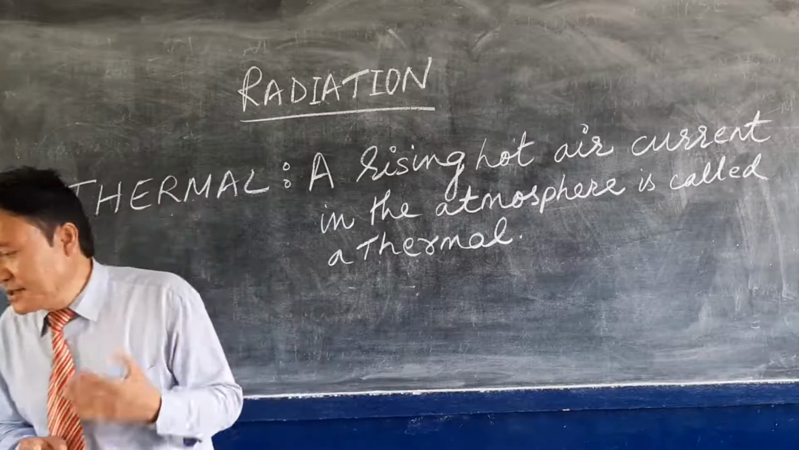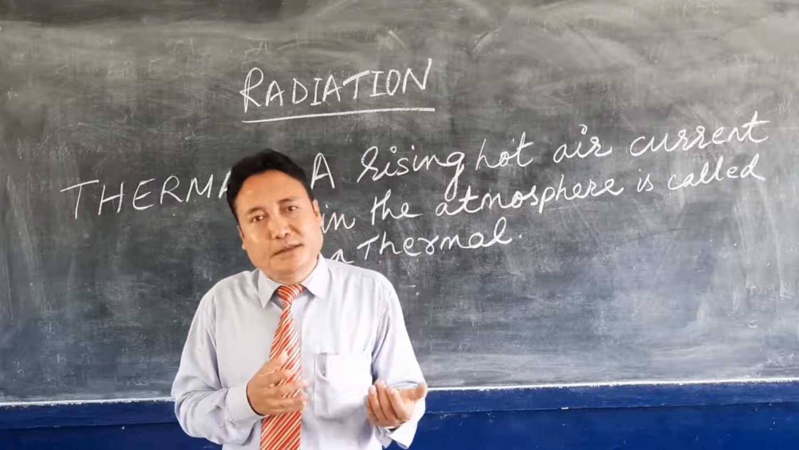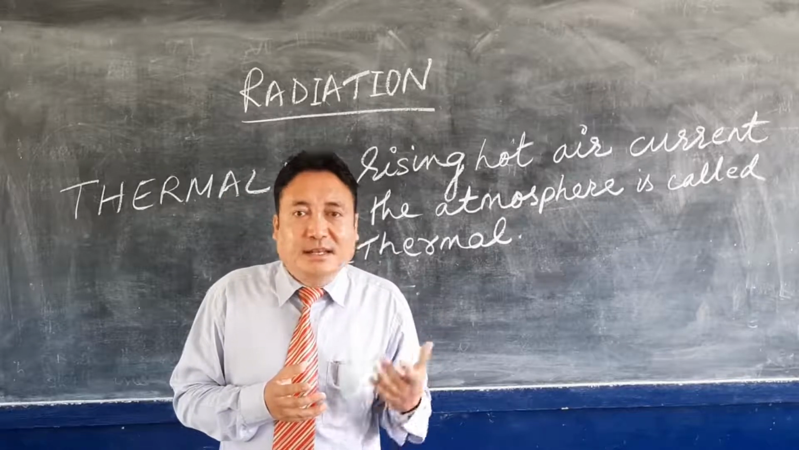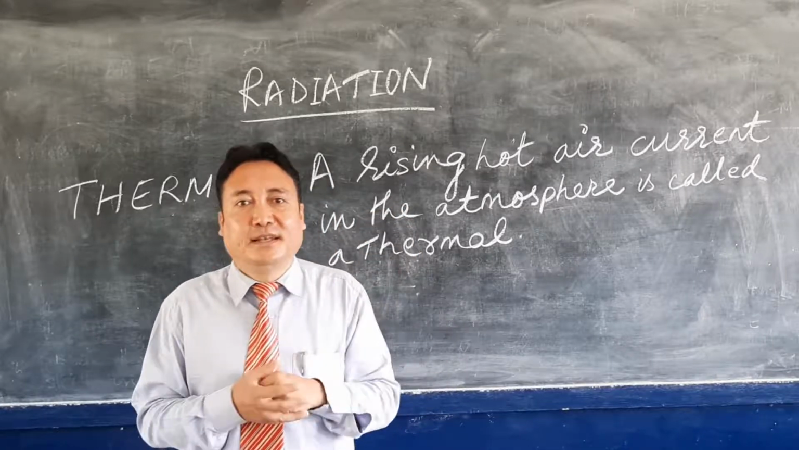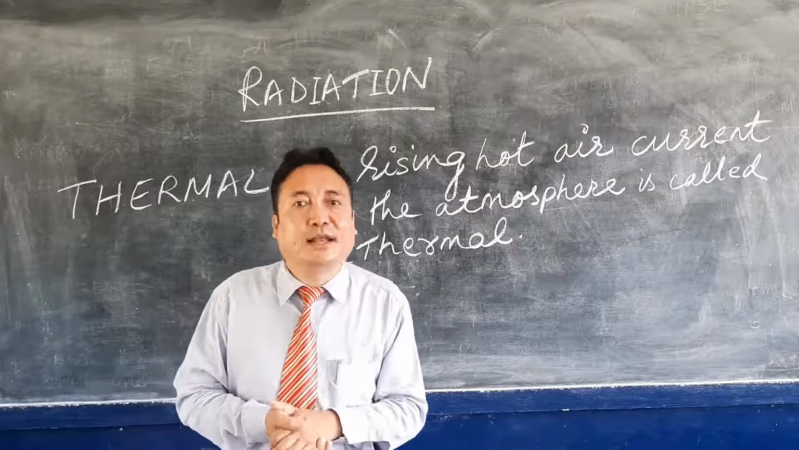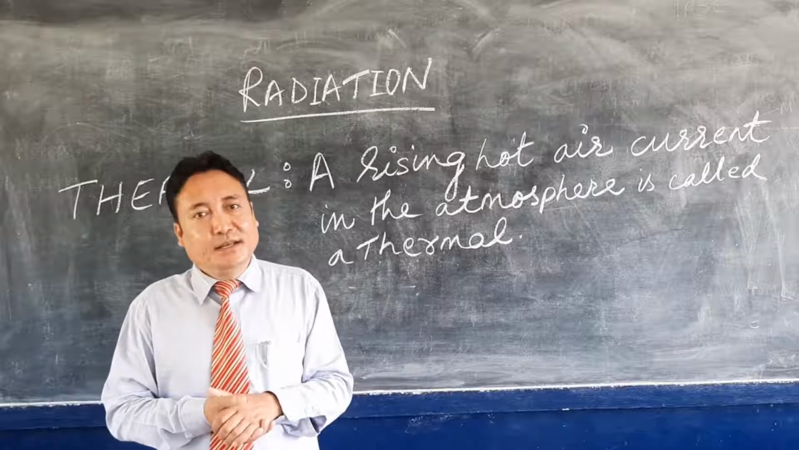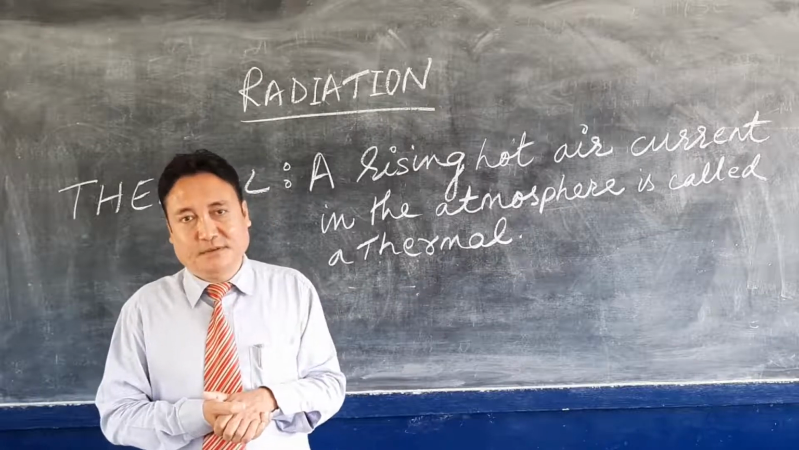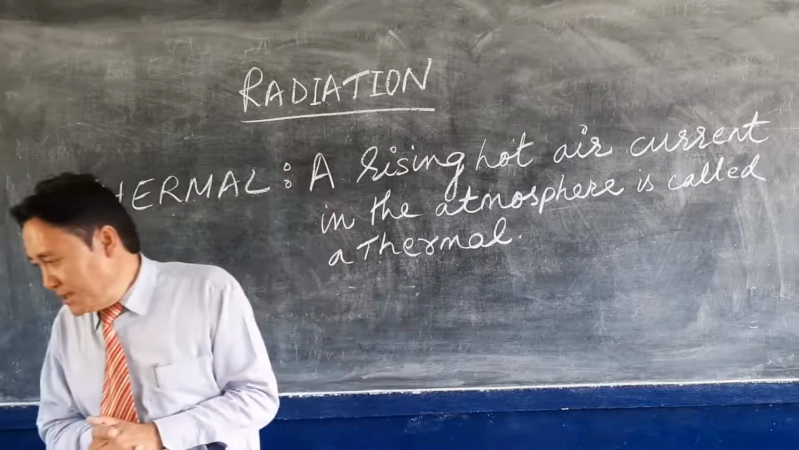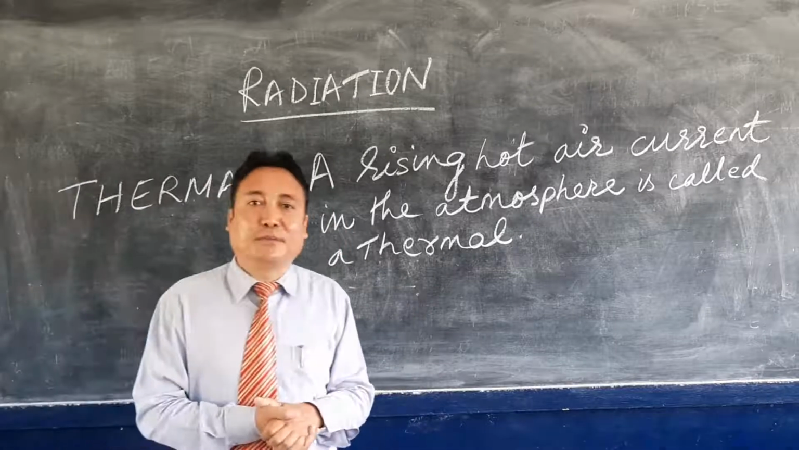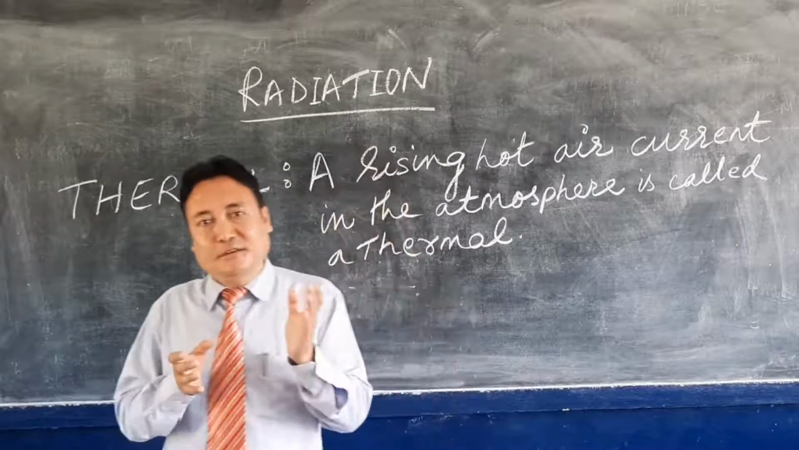And the last one is the color of the body. If the color is light, then they will reflect the heat, they will absorb less heat. For example, take white color. The white color reflects more heat rather than absorbing it. So these are the four factors on which the heat radiated from the body depends.